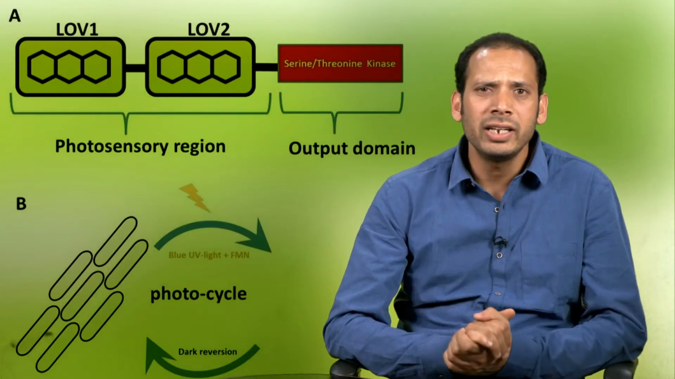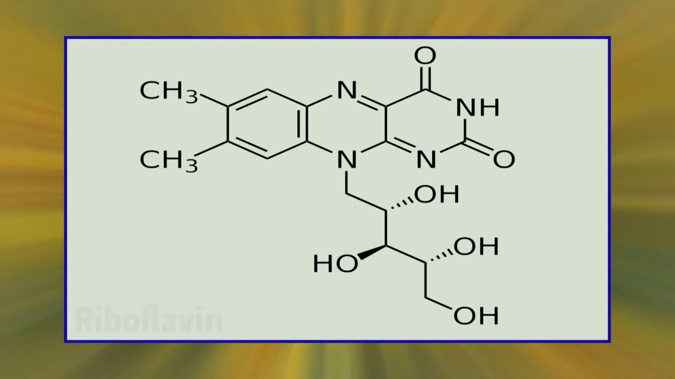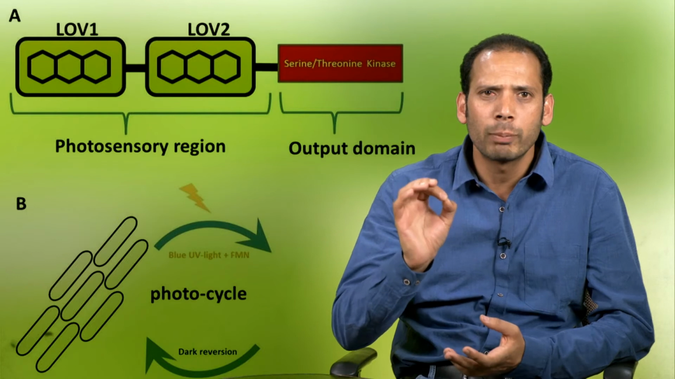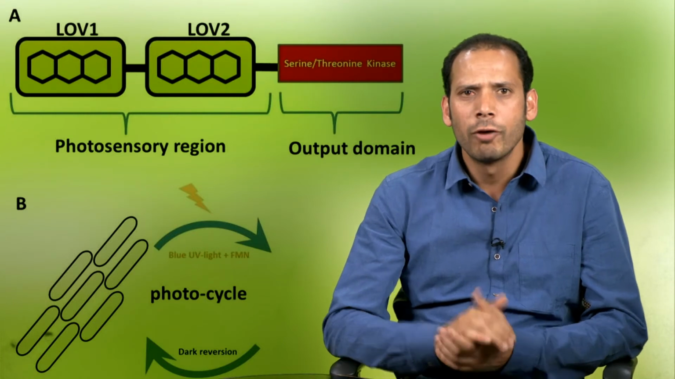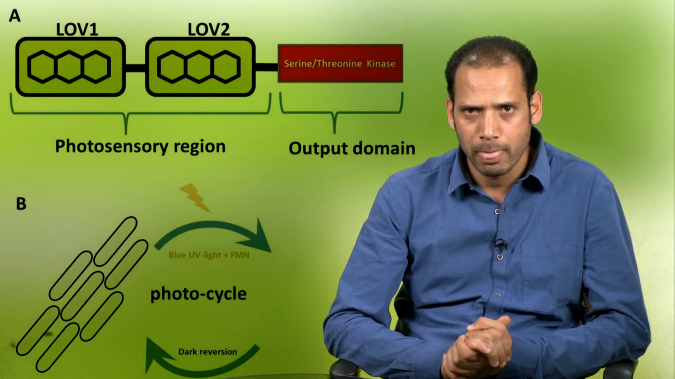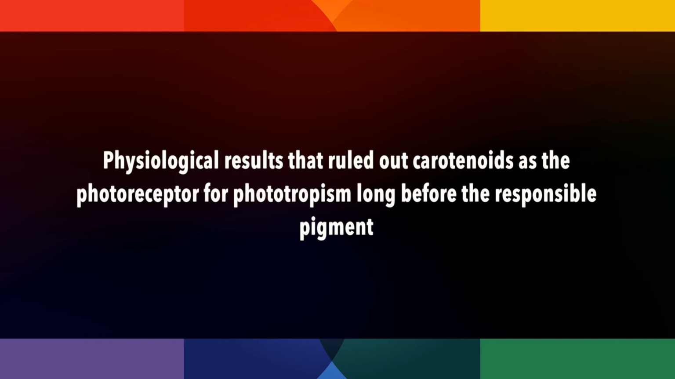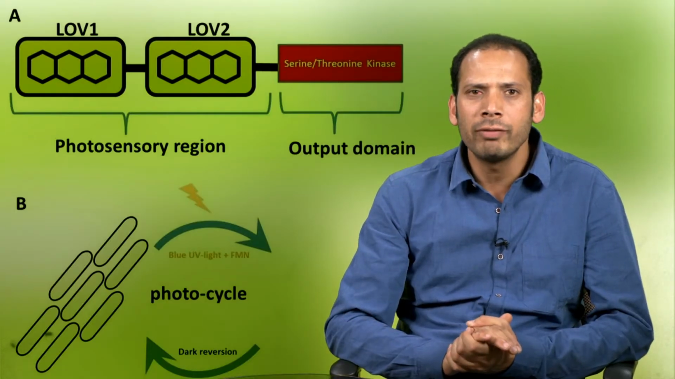As early as the 1940s, it was suggested that the photoreceptor could be a flavin molecule such as riboflavin. However, because of its action spectrum, the photoreceptor for phototropism was subject to the same flavin carotenoid controversy as other blue light responses, now known to be regulated by cryptochromes. On the other hand, there were several physiological results that ruled out carotenoids as the photoreceptor for phototropism long before the responsive pigment, phototropin, was finally discovered and shown to be a flavoprotein.